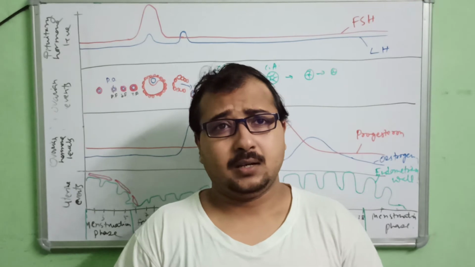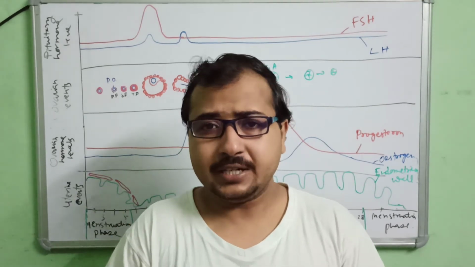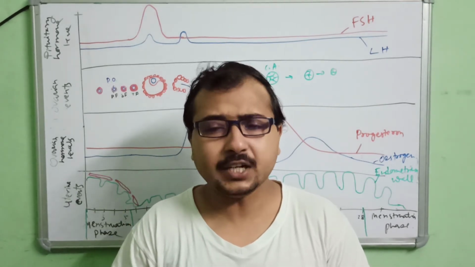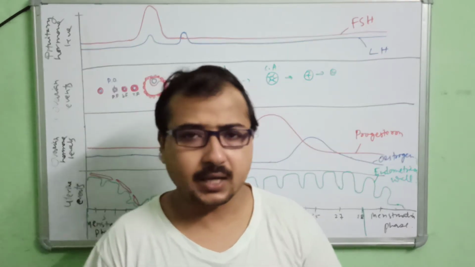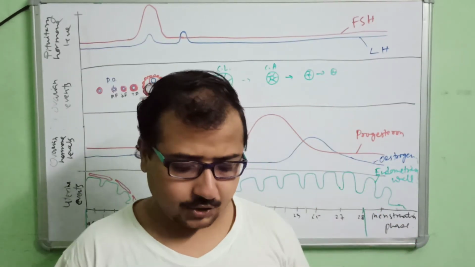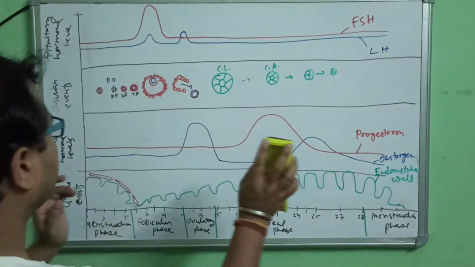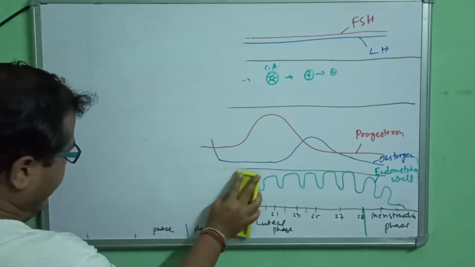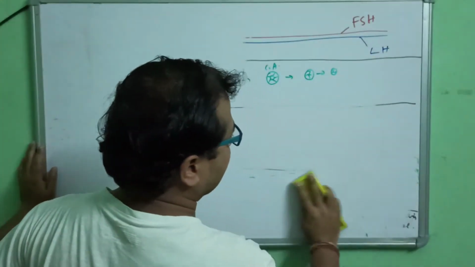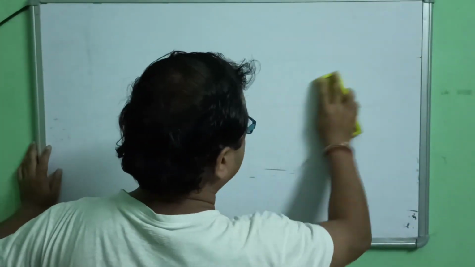Now, where exactly does fertilization take place? Fertilization takes place in the ampullary isthmic junction. There is a turning, as we have seen. So I am just rubbing this part. Okay. I have taken the photo. So whoever requires it, I will be sending.